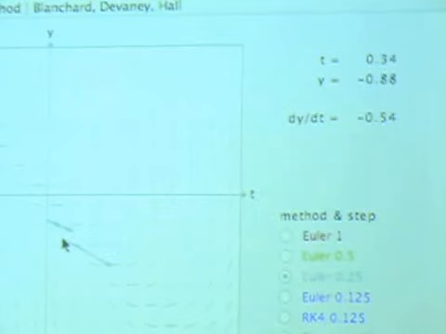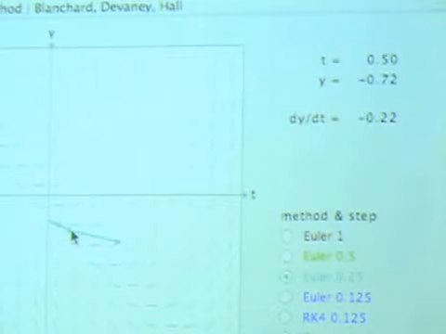Let's see. My cursor seems to be stuck. There we go. Oh, lost it. There we go. That's, again, like your new initial condition. Solve it for another half unit of time. Click on that. We get another arrow underneath there.